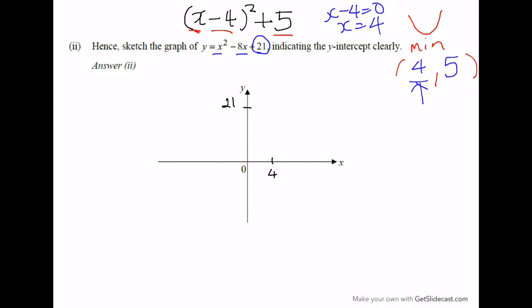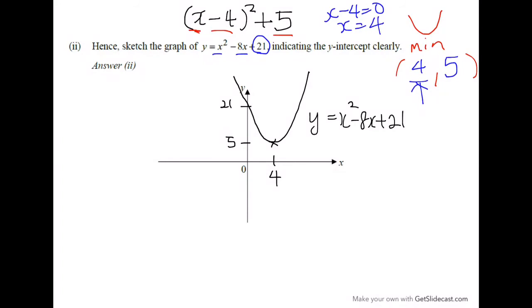x is 4, y is 5, maybe somewhere over here. And if this is the case, this is going to be a smiley face. Will there be any x-intercepts at all? The answer is no, there will be no x-intercept. So in this case, we will have our graph that looks something like this. Okay, and then we label our graph. And this will be the final answer.